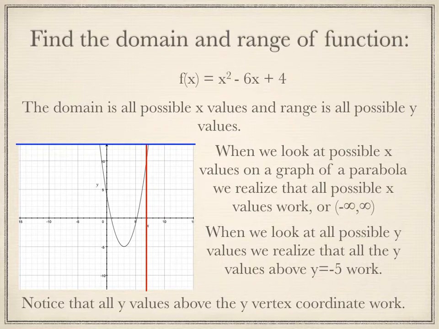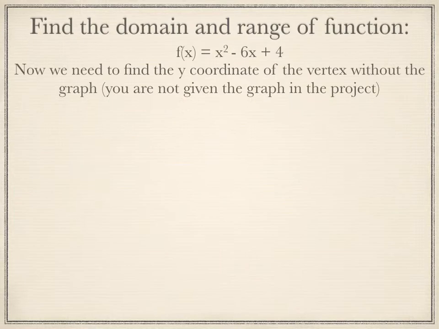So please note that the vertex is at negative 5, and any values above that negative 5 are going to work. So now that you kind of see visually what's going on, we need to find the domain and range without looking at the graph, because you're not given the graph on your project.